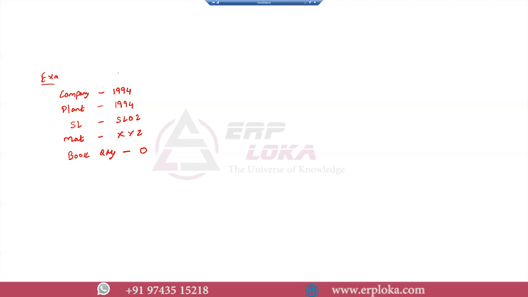So now we got a requirement and we are going to place a vendor order. Our vendor is XYZ and the material is the same, XYZ. Then we need a quantity of 100 pieces, and our plant is 1994 and our storage location is SL02. Okay, so now we assume that we have already placed a PO with the vendor. That PO is 450000XX. This is the PO which we placed to the vendor.